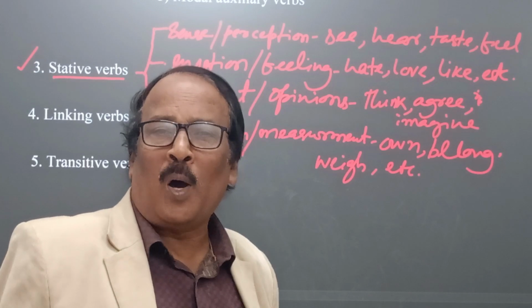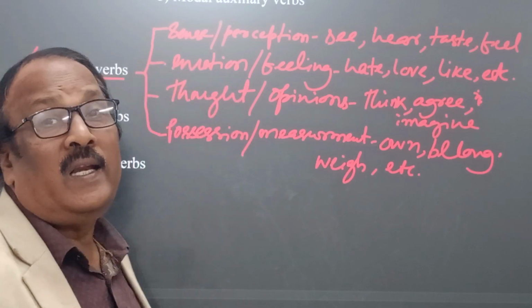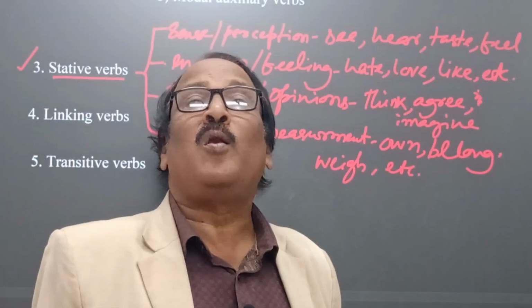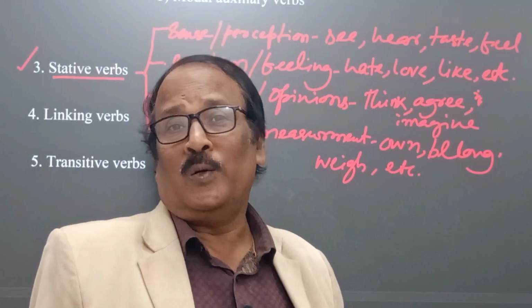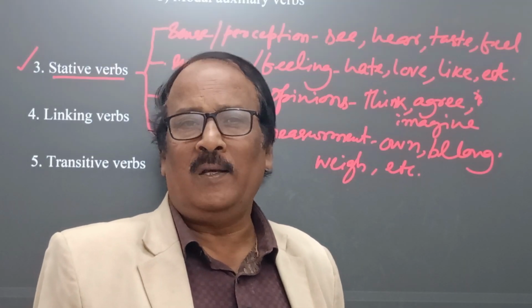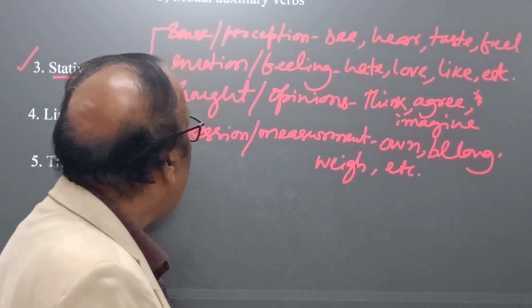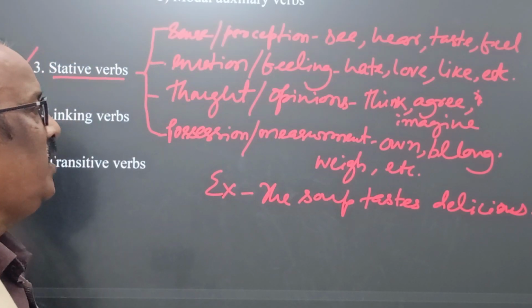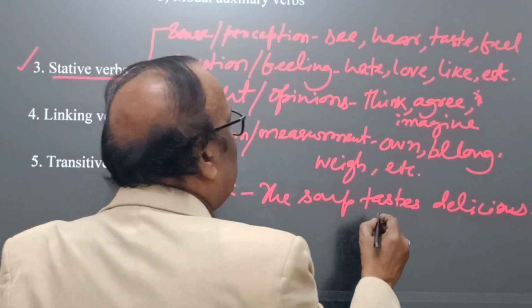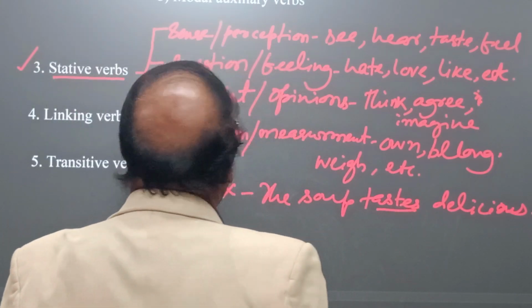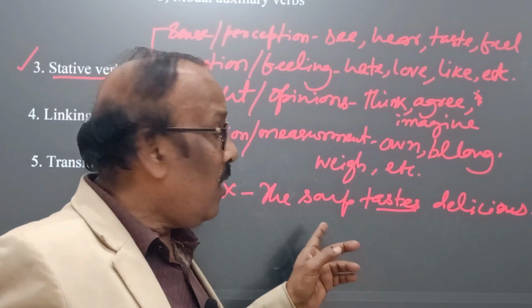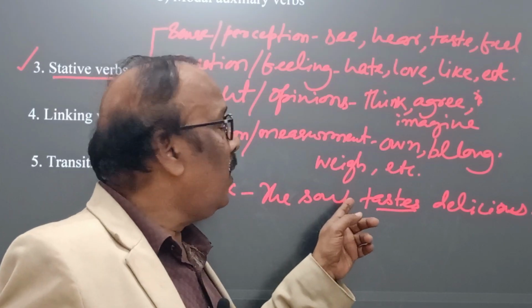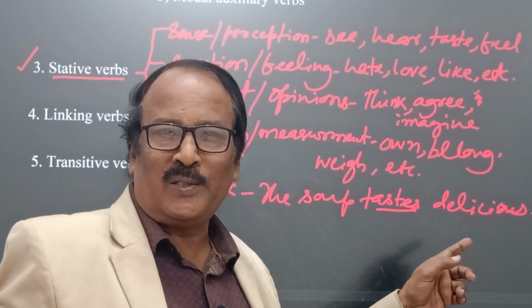All these verbs are stative verbs. These verbs are not used in continuous or progressive forms. Let's see in examples. The soup tastes delicious. Here, tastes is the stative verb. We cannot write that soup is tasting delicious.